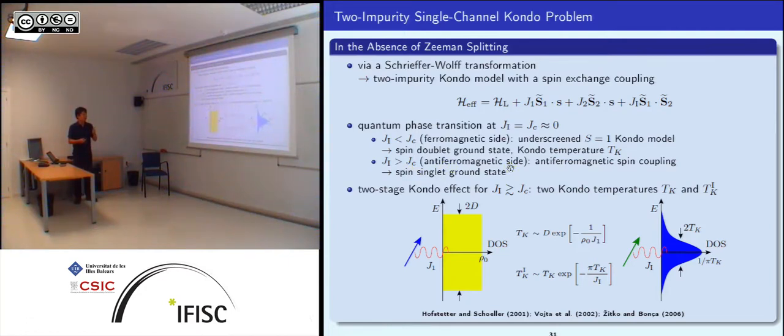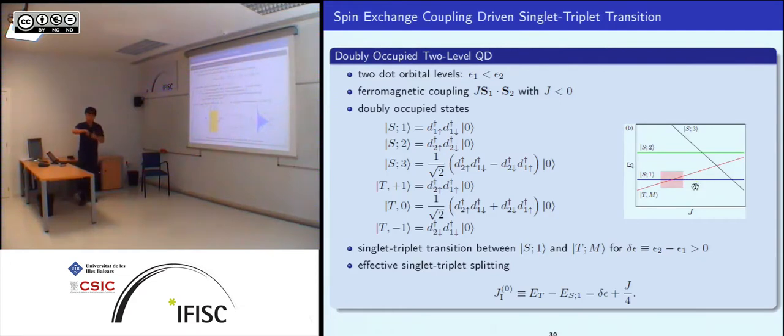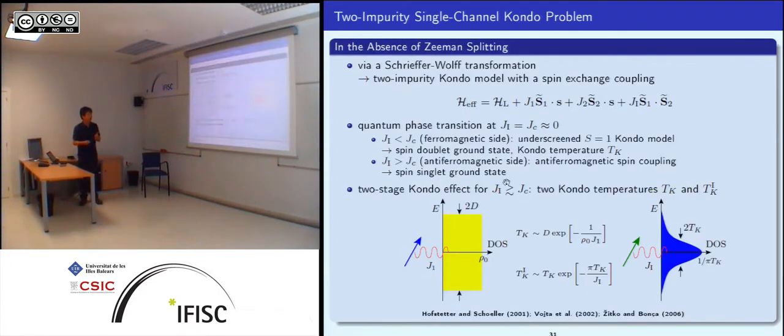On the other side, we have an antiferromagnetic spin coupling. So here the singlet is the ground state. Simply, the system is in a spin singlet state. And one more thing is that on the interference side, at very near the transition point, we have two-stage Kondo effect. So still the true ground state is the spin singlet. But before we reach the ground state, the Kondo screening takes place step by step.